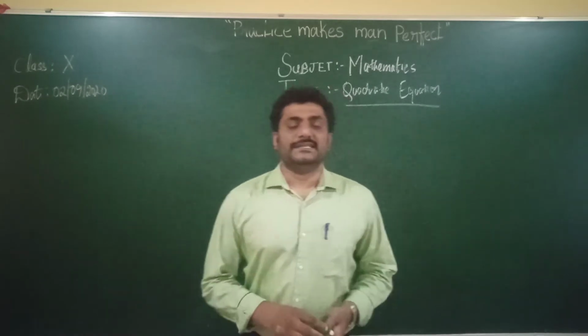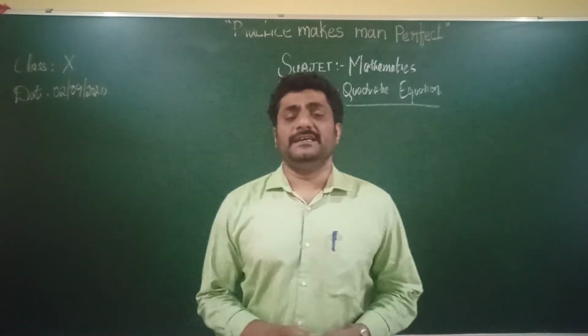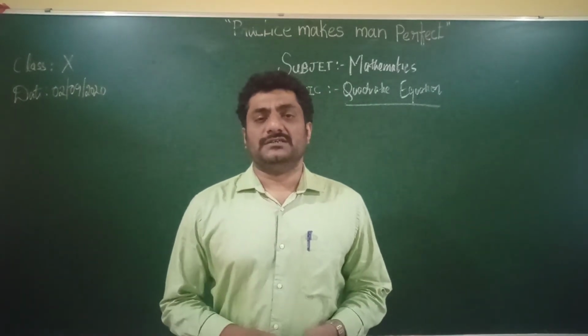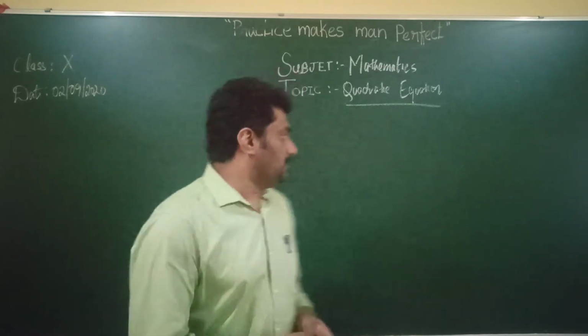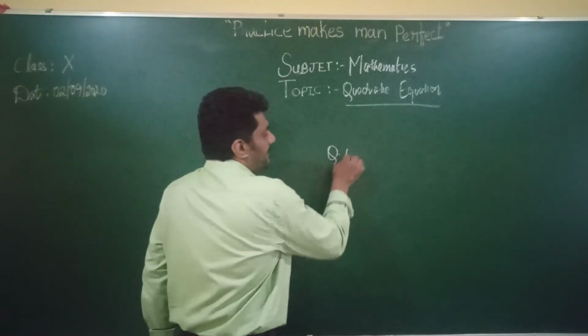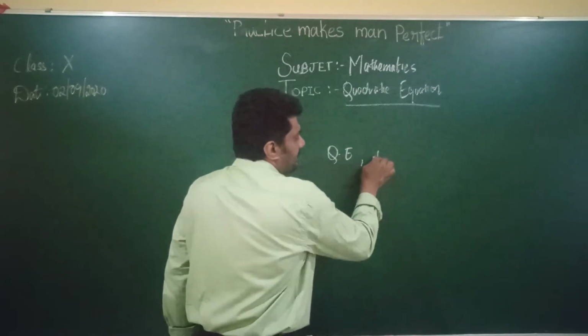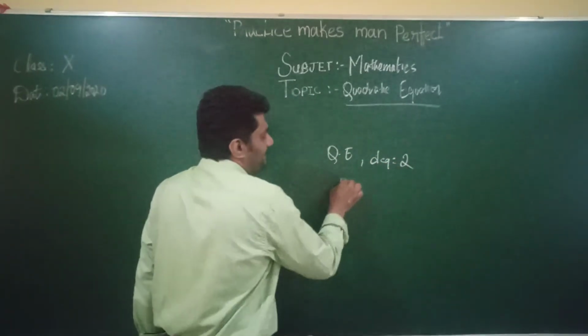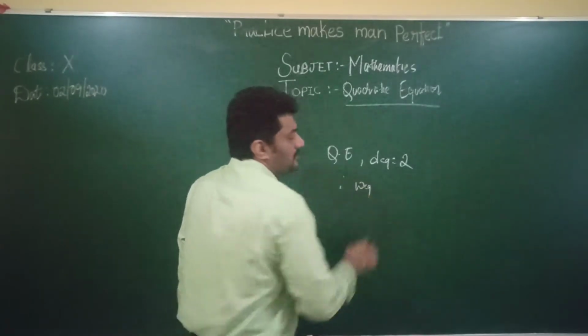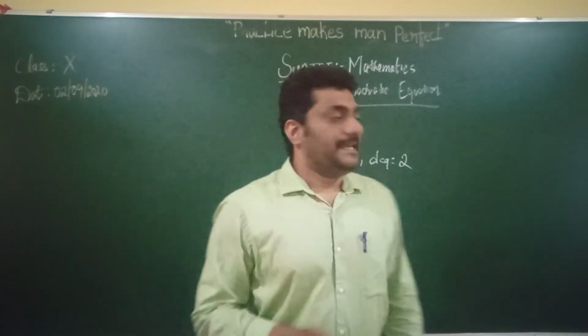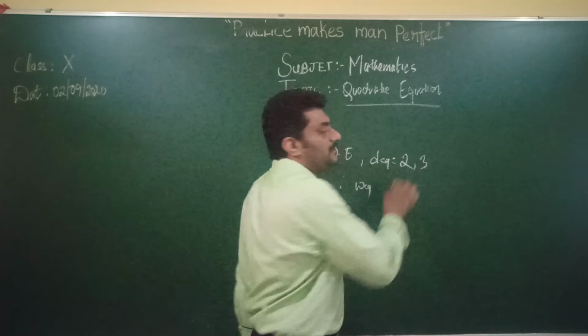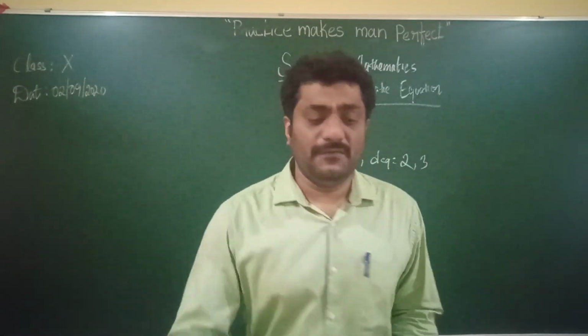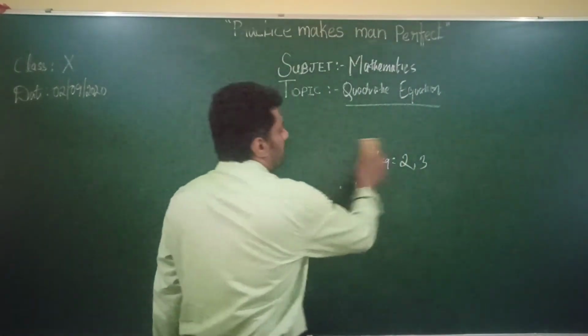Now, how do we solve the quadratic equation? See, whenever the degree of any equation is 2 or more, for example, in case of quadratic equation, the degree is 2. Therefore, we get 2 solutions. If the degree is 3, we get 3 solutions. Now, how do we find the solution of a quadratic equation?